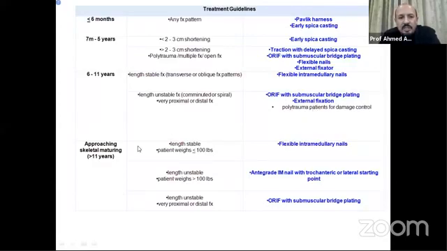When we approach skeletal maturity, more than 11 years, for length stable fractures with average weight patients, flexible nails; length unstable with overweight patients, antegrade intramedullary nails with trochanteric or lateral starting point. If we have length unstable with very proximal or distal fractures, open reduction with submuscular bridge plating.